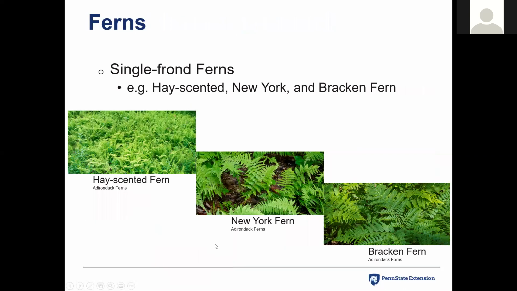The other broad category of ferns that we describe are what we call single frond ferns. So that means that they send up individual fronds along their root system. And these are species like hay-scented fern, New York fern, and bracken fern. And these can be very common ferns, but these single frond ferns can be very problematic because, as you see in this picture of hay-scented fern, for example, they can create very dense understories.